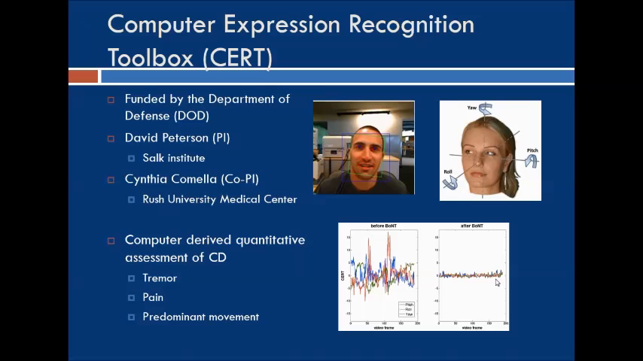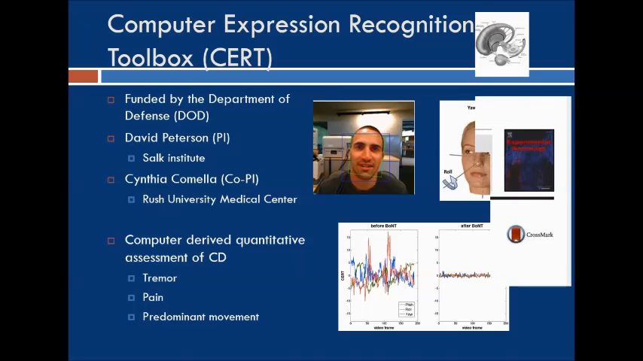Well, you say, well, what's the importance of that? It provides us with a quantitative way to measure the outcomes just using computers and video images to determine benefit from any treatment that one receives. It also allows us to study tremor associated with dystonia. We are looking at pain, and we're also able to determine the predominant movement of the head, which is going to be helpful to the clinicians for treatment.